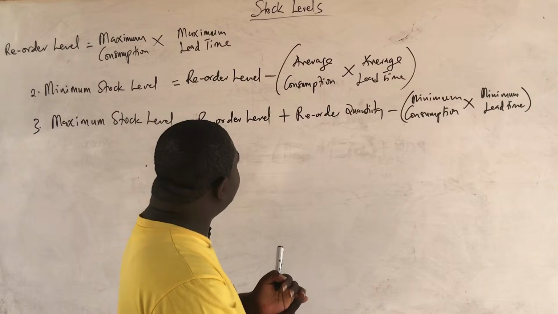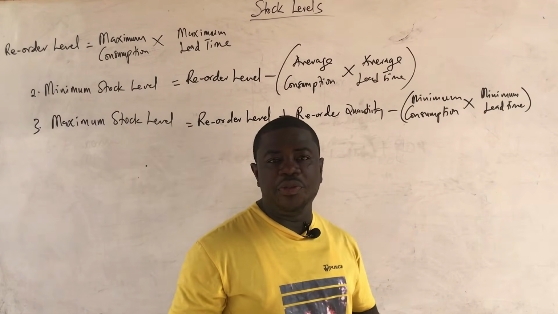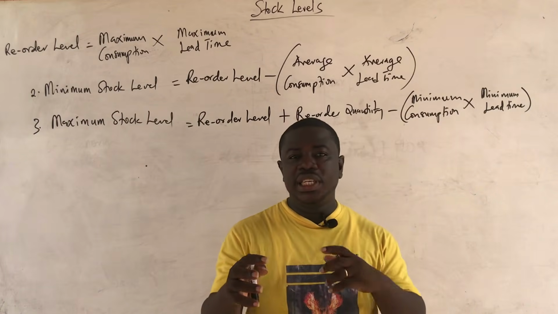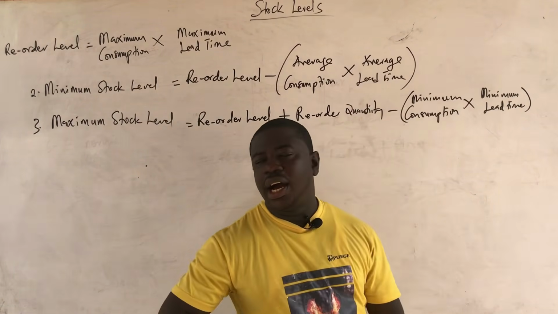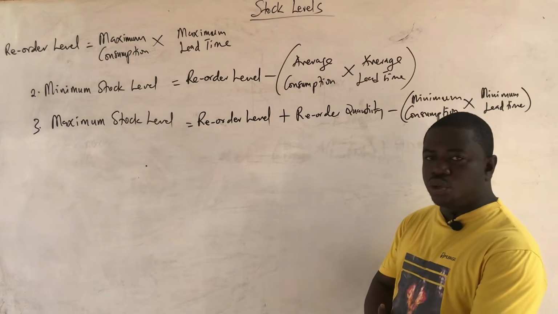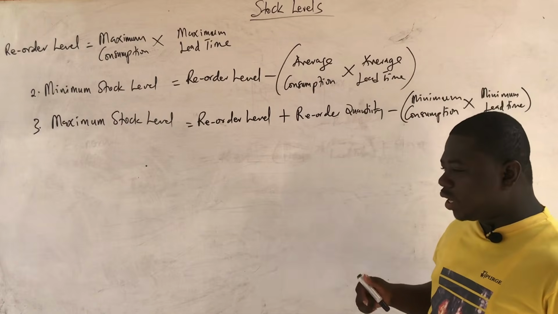and then consumption also means usage. You should be very careful about that, so that when you see them being used interchangeably, you are not going to get confused. So these are the key formulas that we need to master. And then we move on to the average stock level.